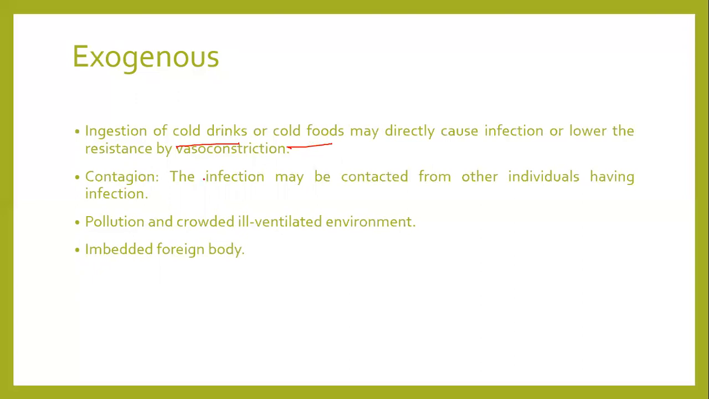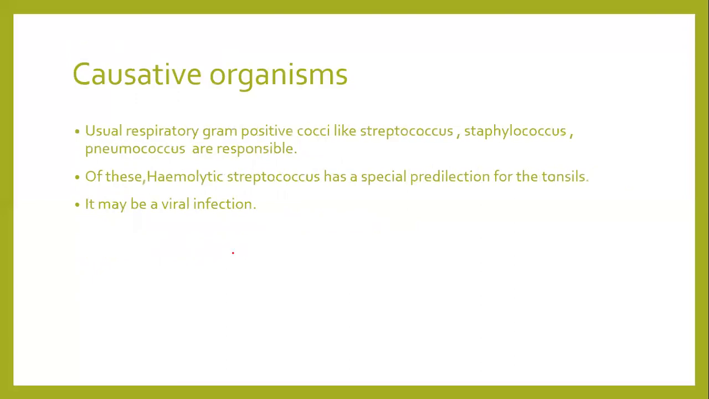Then contagious means the infection can be contracted from other individuals having the same infection. Then pollution, crowded and ill-ventilated environments, and embedded foreign bodies. These are some of the exogenous factors responsible for developing tonsillitis.